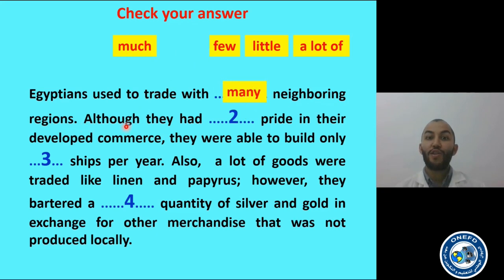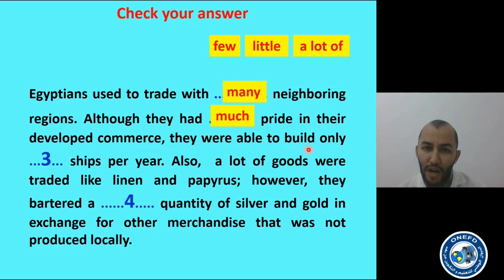Although they had pride, what about pride? Is it countable or uncountable? It is uncountable. That is why we are going to put much. Although they had much pride in their developed commerce, they were able to build only ships per year. Ships. Can we say one ship, two ships, three ships? Absolutely. It is countable, and that is why you're going to put few. Only few ships per year.